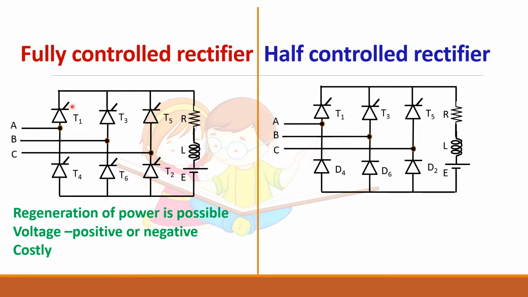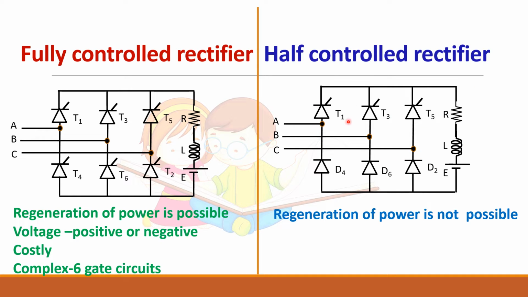Here you have 6 thyristors. So the cost is high, and whenever you have a thyristor you get an associated gate circuit. So you need a gate circuit for each and every device.